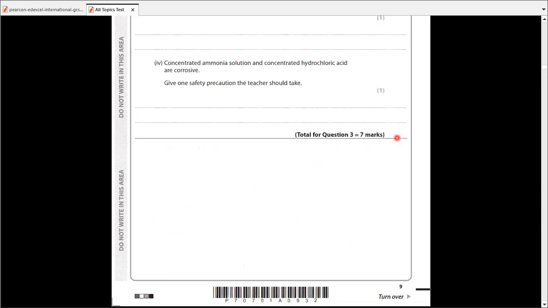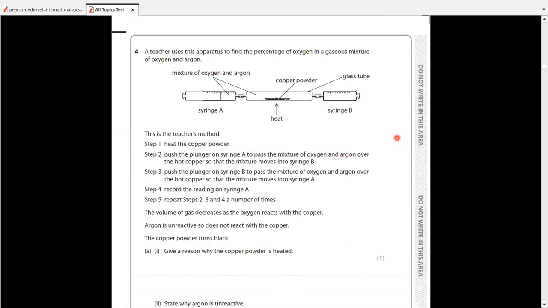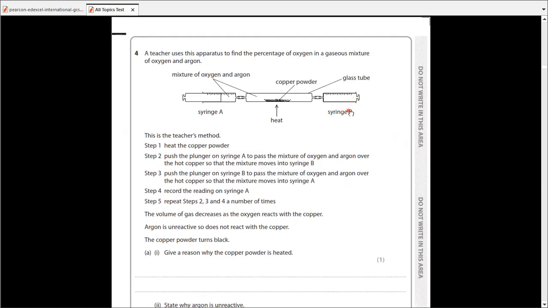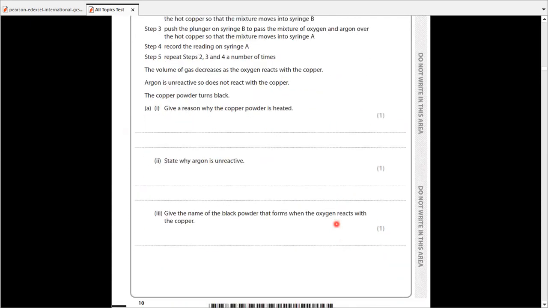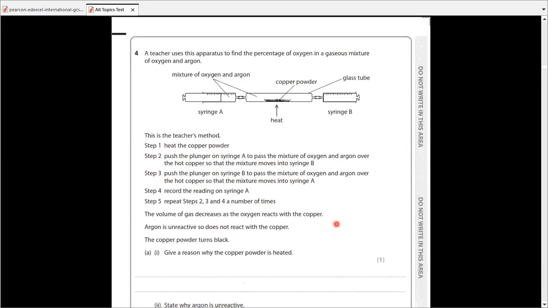The volume of gas in the glass tube and connecting tubes is 175 centimeters cubed. Use this value and the results table to calculate the percentage of oxygen in the mixture of oxygen and argon. How can I use this? So we're given the volume and how to calculate the percentage of oxygen in the mixture of oxygen and argon.